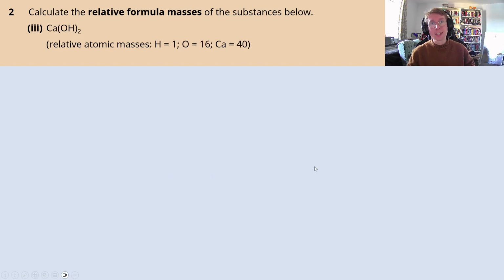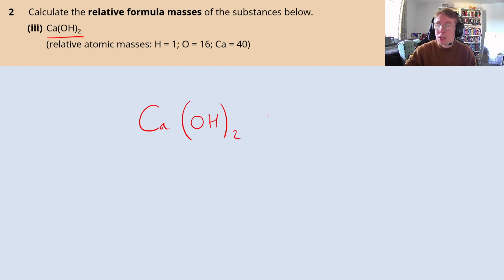So a slightly more tricky example now. This time we've got some brackets in our formula. So we look up here, this is calcium hydroxide, Ca(OH)2, and we're given the relative atomic masses again. So like before, I am going to write the formula out like this. Now, just so you're aware, when we've got brackets in a formula, that means that we've got 2 or 3 or whatever the number is outside the bracket, we've got that many of what's in there. So this means that we've actually got Ca, and then we've got 2 lots of everything in the bracket. So we've got 2 lots of OH. So I've just written that over there.